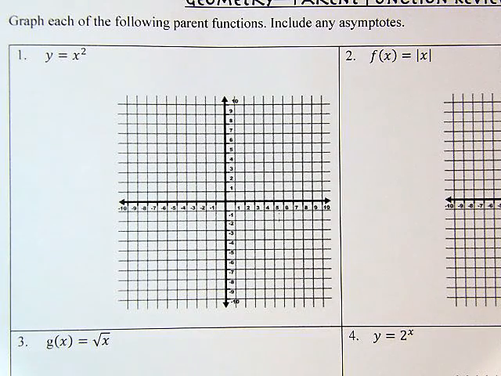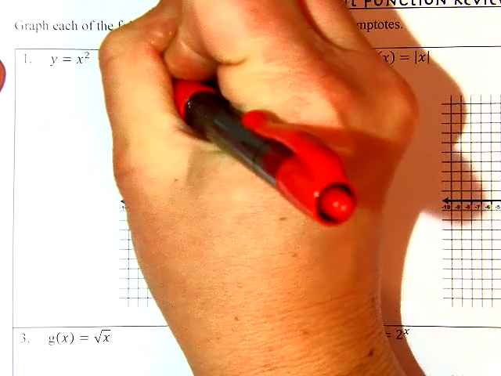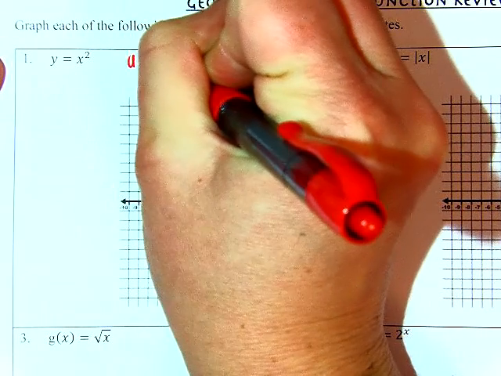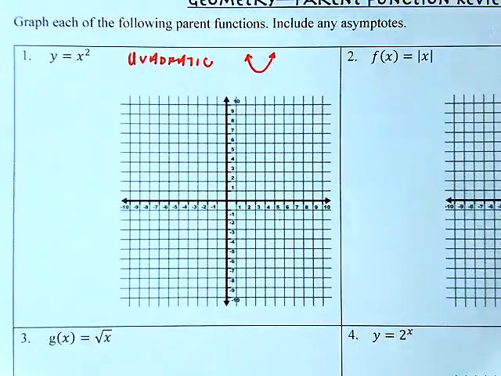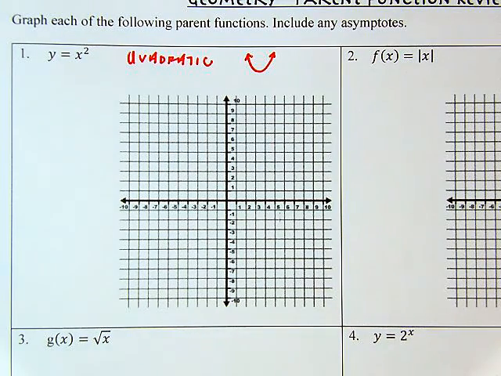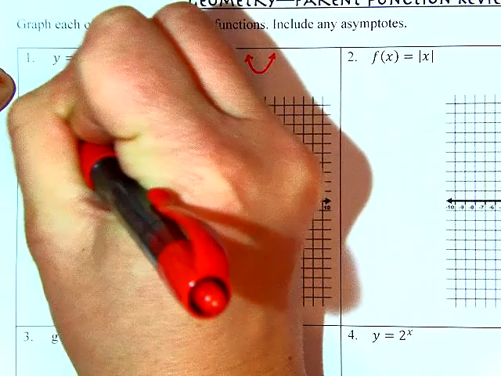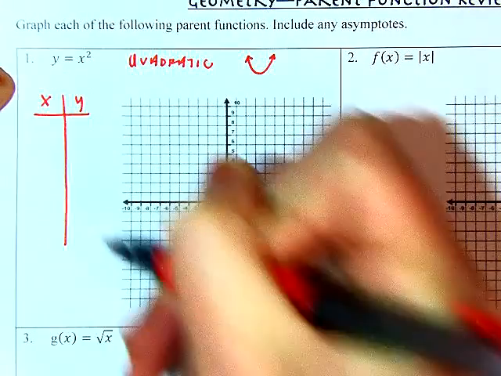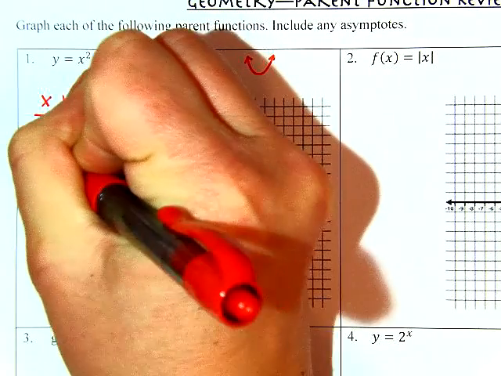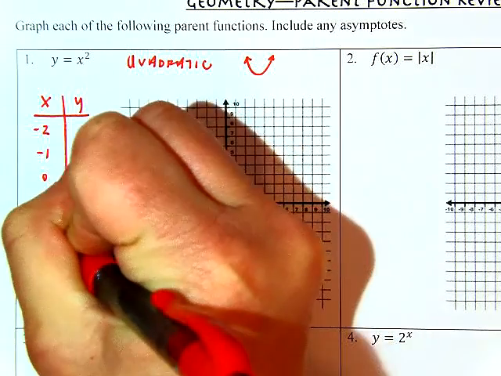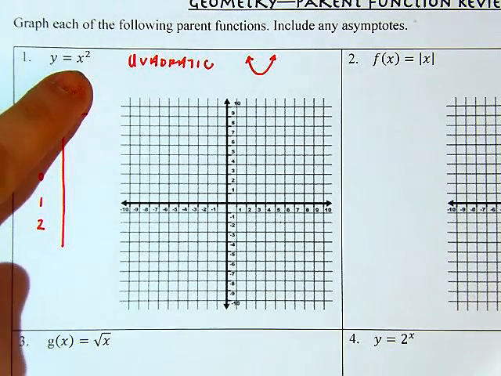All right, so the first one we see, y equals x to the second power. We should recognize this as a quadratic function. And we should know that the shape of it is this beautiful U shape just like so. So this is a quadratic function. When we graph it, we usually use some inputs and outputs. So we plug in some values for x between -2 and +2.